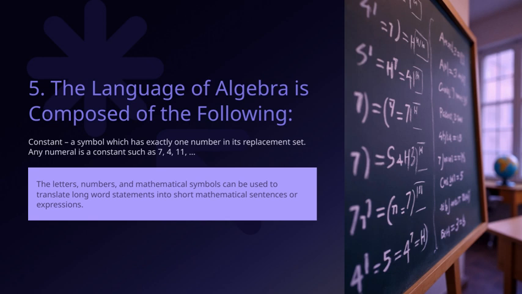Finally, when we look at the language of algebra, it's composed of these key elements: letters, numbers, symbols, and constants that work together to form the foundation of mathematical communication. Understanding these basics helps us to see the bigger picture of how algebra allows us to express and solve real-world problems efficiently.